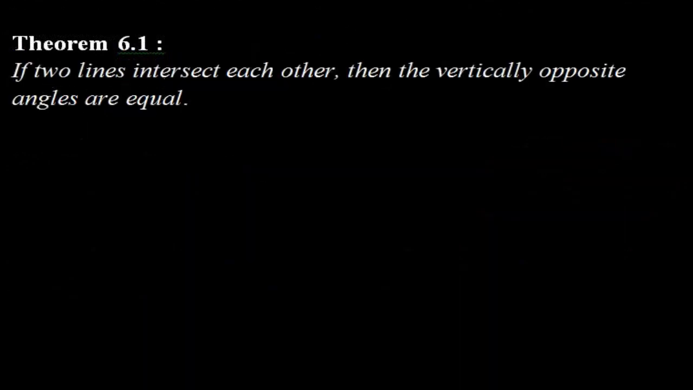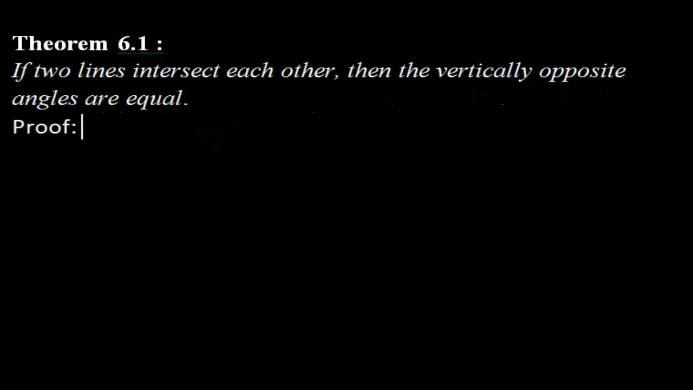Now let us move to theorem 6.1. The statement is: if two lines intersect each other, then the vertically opposite angles are equal. Just now we have discussed what vertical angles are. Now we are going to prove that the vertical angles are equal.